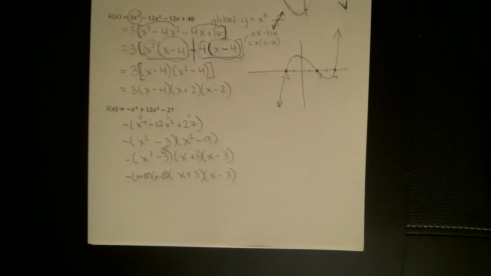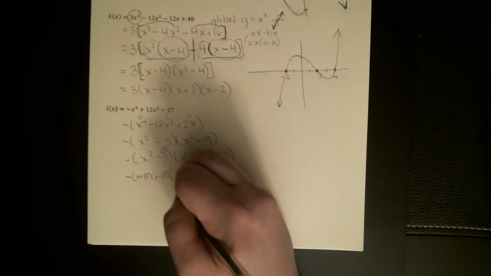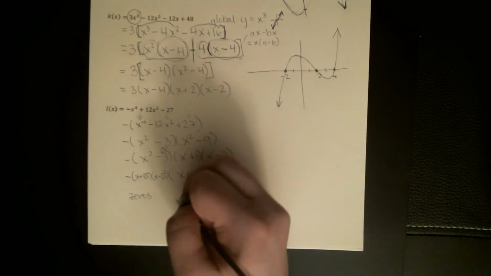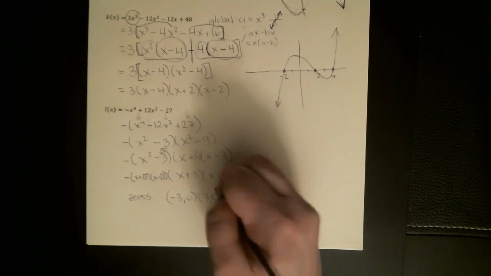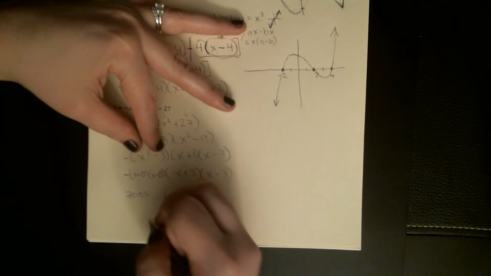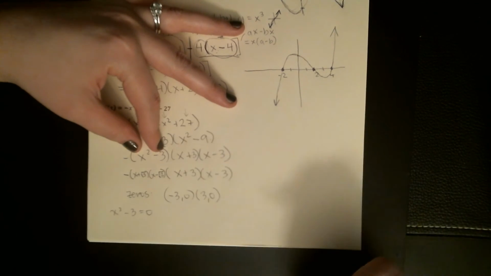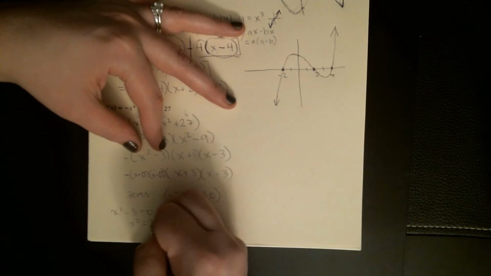We're really worried right now about getting the zeros. So I can read off from the last 2 factors that I'm going to have zeros at (-3, 0) and (3, 0). And then you just might have to do a little work for this other factor. You would say, okay, I also need to know when x squared minus 3 is equal to 0. And if you can just spot that, great. Otherwise, you can solve x squared equals 3, which means x is plus or minus the square root of 3.